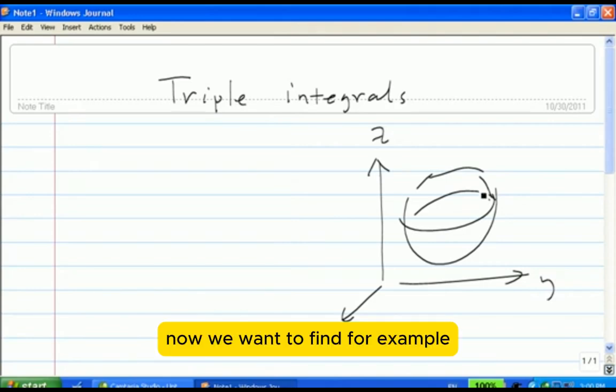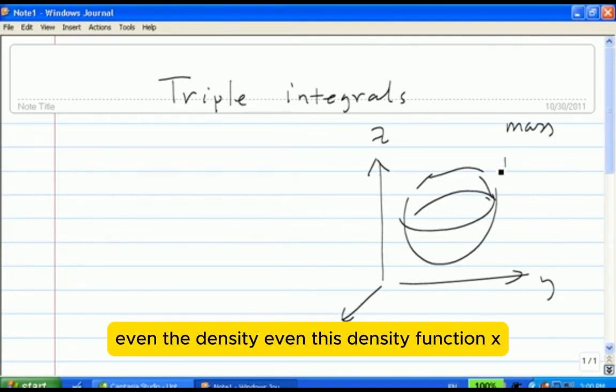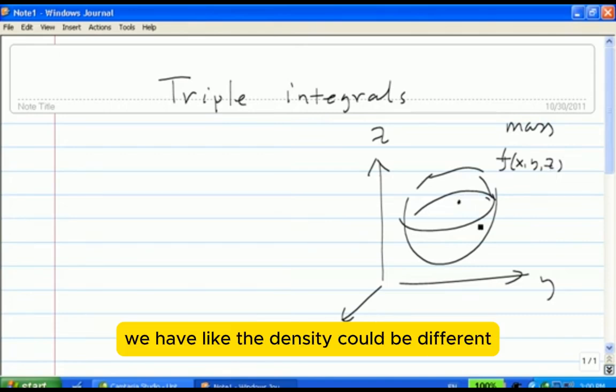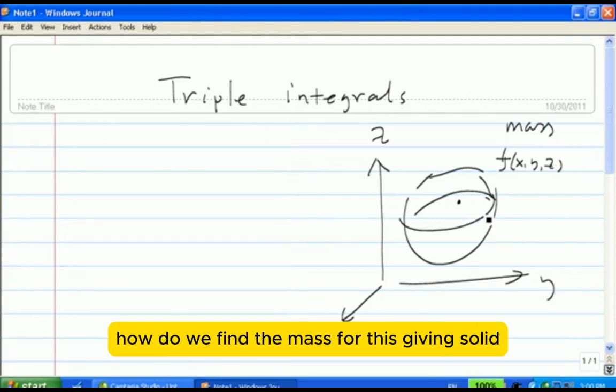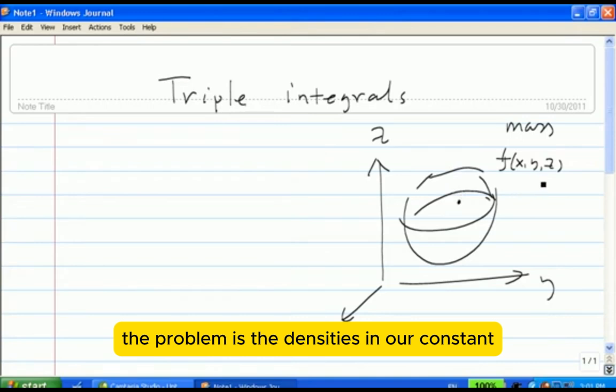Now we want to find, for example, the mass of this solid. Suppose the density function is f(x, y, z), so at every point the density could be different. For this kind of problem, how do we find the mass of this given solid? The problem is that the density is not constant.